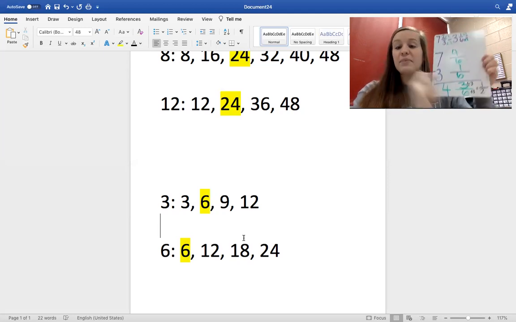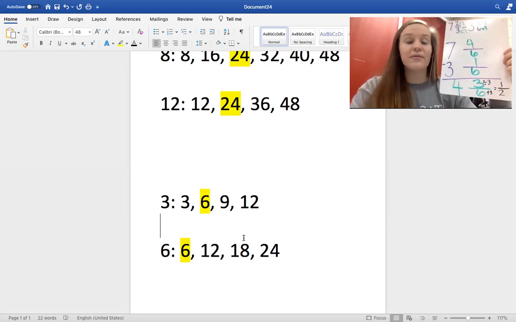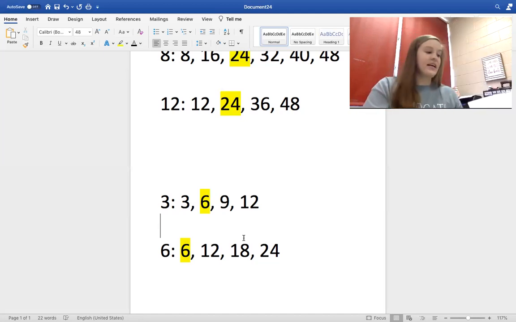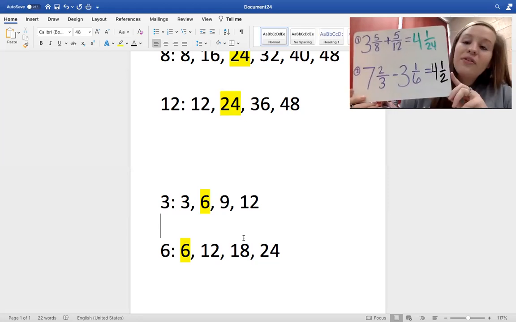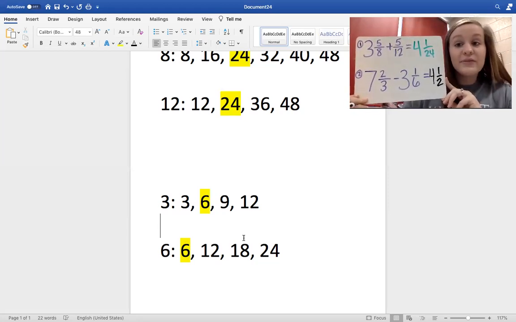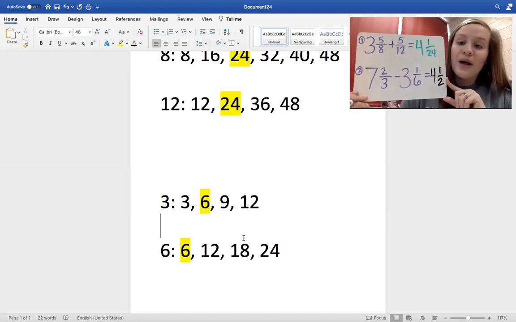So it's 1/2. But is my answer just 1/2? No, I can't forget about my 4, right? So my answer is 4 and 1/2. So I will fill that in on our original. So I've got both of my answers. 3 and 5/8 plus 5/12 is 4 and 1/24. And 7 and 2/3 minus 3 and 1/6 is 4 and 1/2.